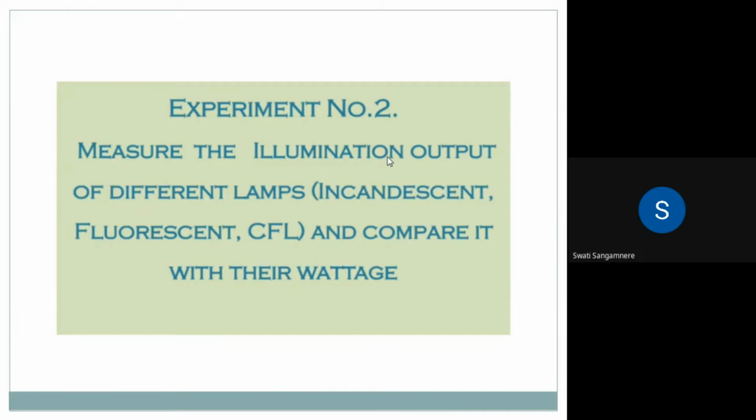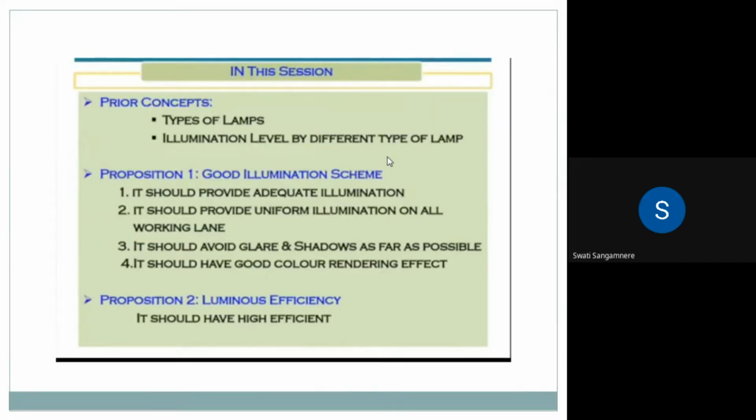Today we are going to perform practical number 2, that is, measure the illumination output of different lamps like incandescent, fluorescent and CFL and compare it with their wattage. The prior concept of this experiment is the types of lamps and the illumination levels given by different types of lamps.